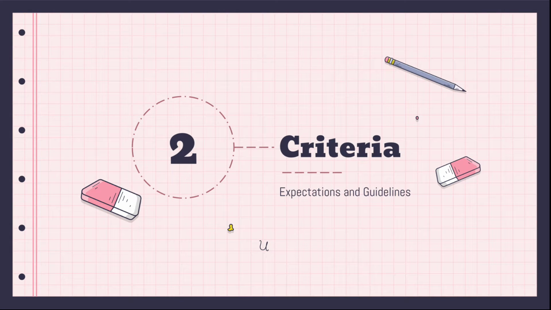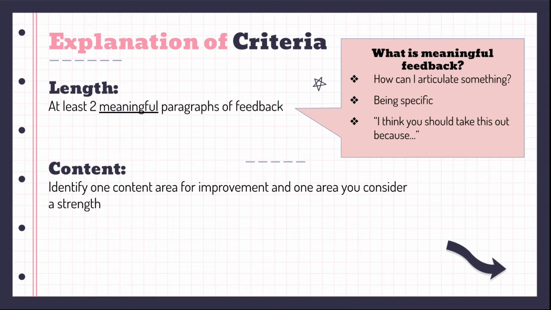Now we can begin to think about our criteria. What are the expectations and guidelines? Now, in terms of criteria, we are looking at 2 major things. One is the length, and the second would be the content. The length, we ask for at least 2 meaningful paragraphs of feedback.